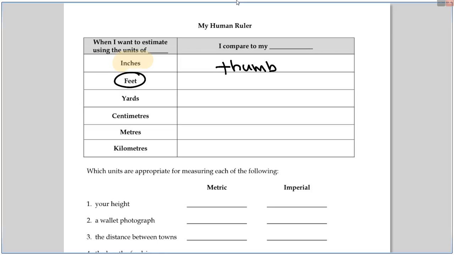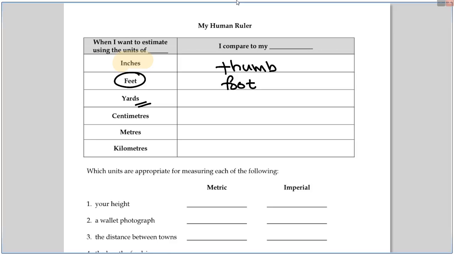When I want to estimate using the units of feet, I compare it to my foot. The foot is obvious. And then the next one is yard. A yard is similar to a meter. They're almost identical, so this is roughly a yard.